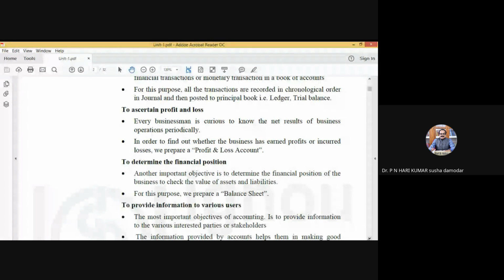Financial position means how many assets that particular organization owns at a particular time, and how many liabilities such a business organization owes to outsiders. So what are the assets? What are the liabilities? For that purpose, we have to prepare a balance sheet. The profit and loss account and the balance sheet we will discuss later. But here, one of the main objectives of every business organization when dealing with accounting is to ascertain profit or loss and to determine the financial position.